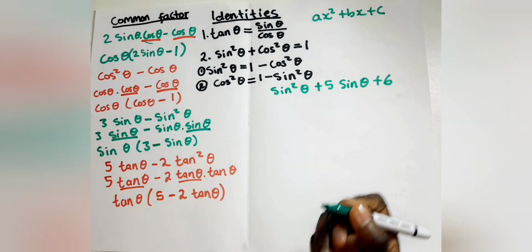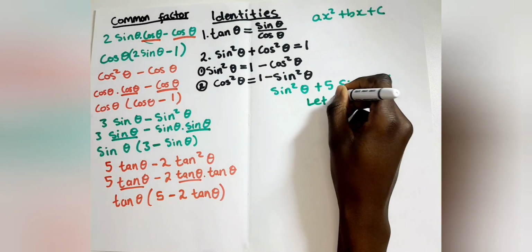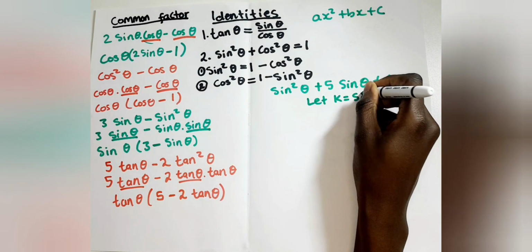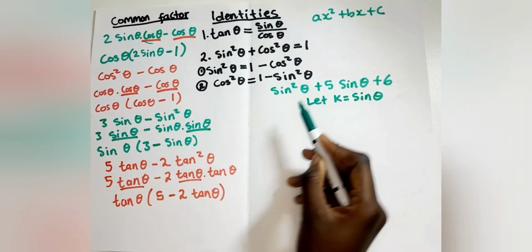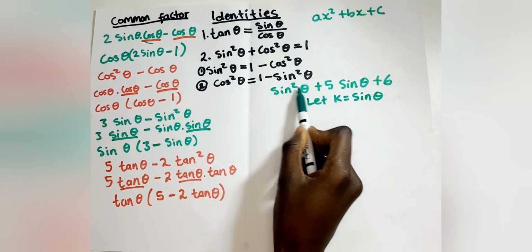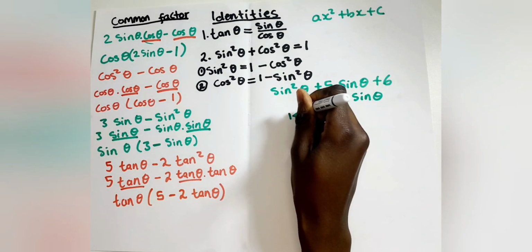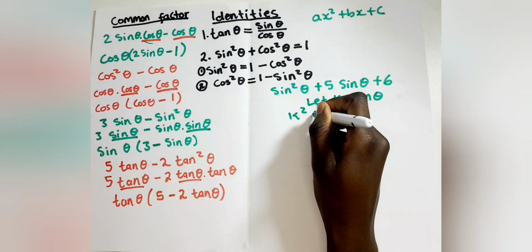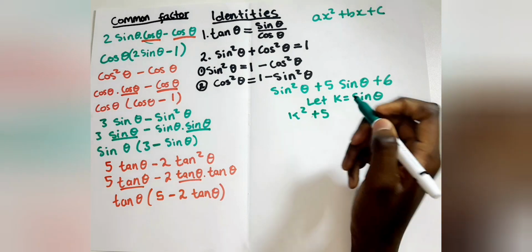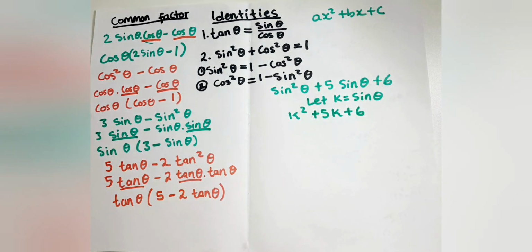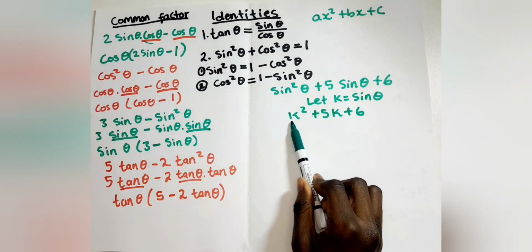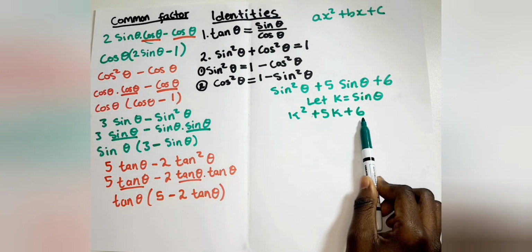Let's say you can say let k be sine theta. Since it's sine squared theta, it's going to be k squared and then plus 5. Where there's sine, you'll put another k and then plus 6. So you notice that now you have a trinomial which you are familiar with.